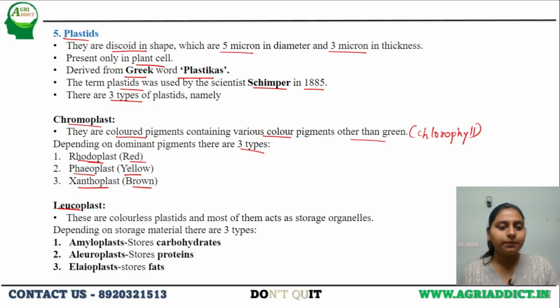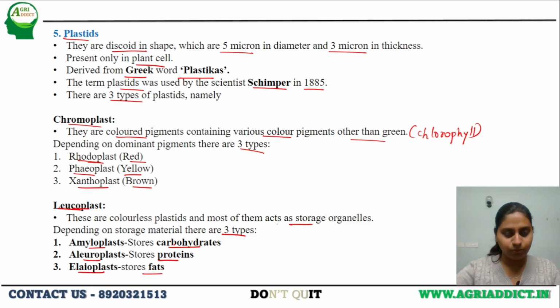Next, coming to leucoplast. Leucoplasts are colorless plastids, that is, they do not have any pigments, but their major function is storage. Based upon the type of biomolecule they store, they are also classified into 3 types: amyloplast, which stores carbohydrates, aleuroplast, which stores protein, and elaioplast, which stores fats or lipids.